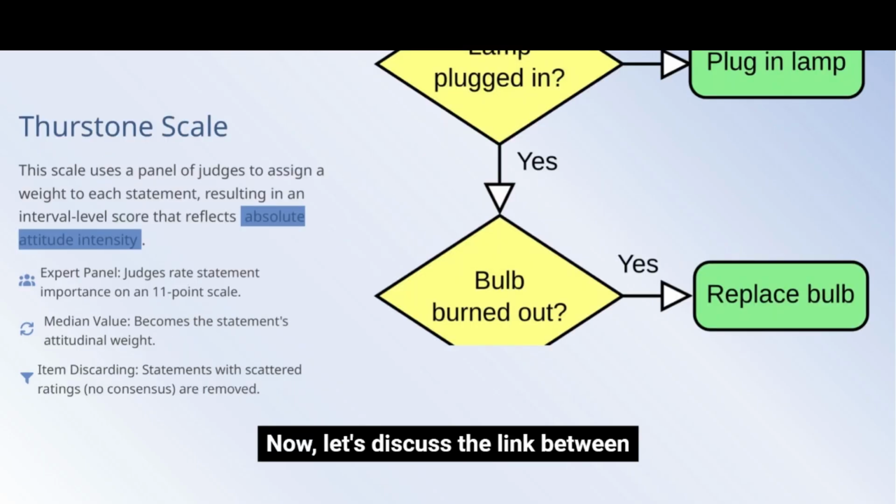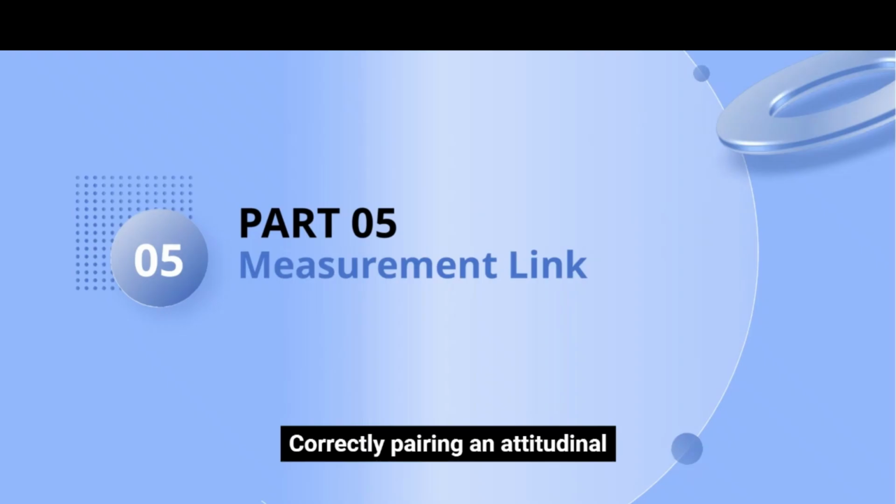Now, let's discuss the link between attitudinal and measurement scales. Correctly pairing an attitudinal scale with its corresponding measurement level is vital for choosing the right descriptive statistics and inferential tests, ensuring analytical rigor. The Likert scale corresponds to the ordinal scale. The Thurstone scale corresponds to the interval scale. The Guttman scale corresponds to the ratio scale.